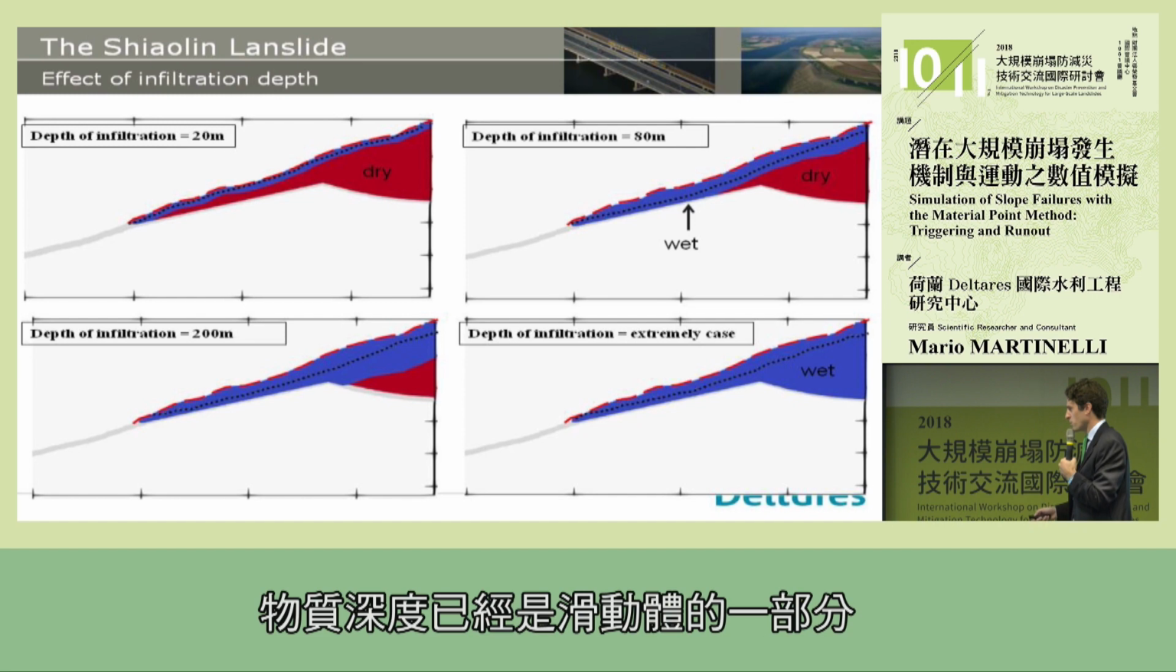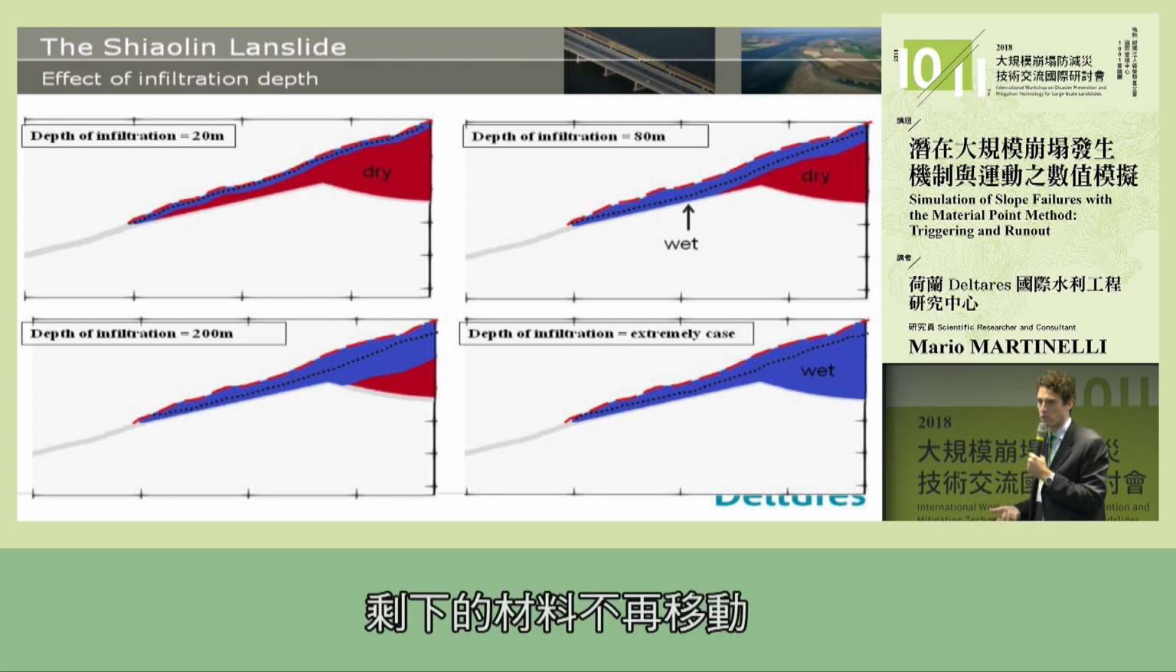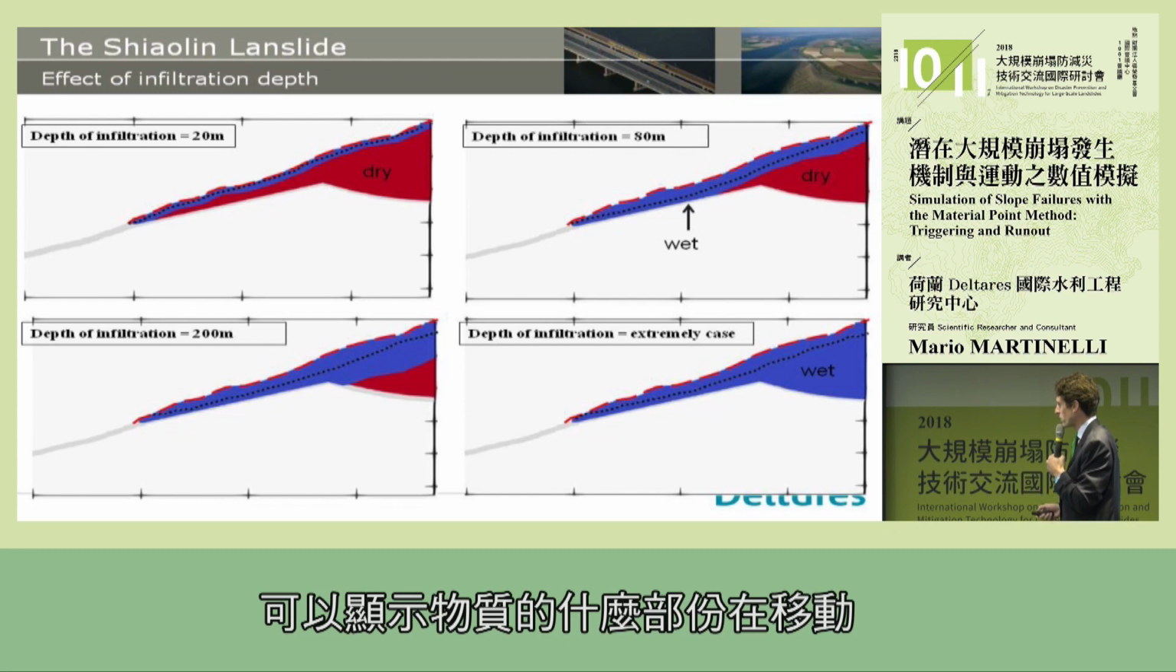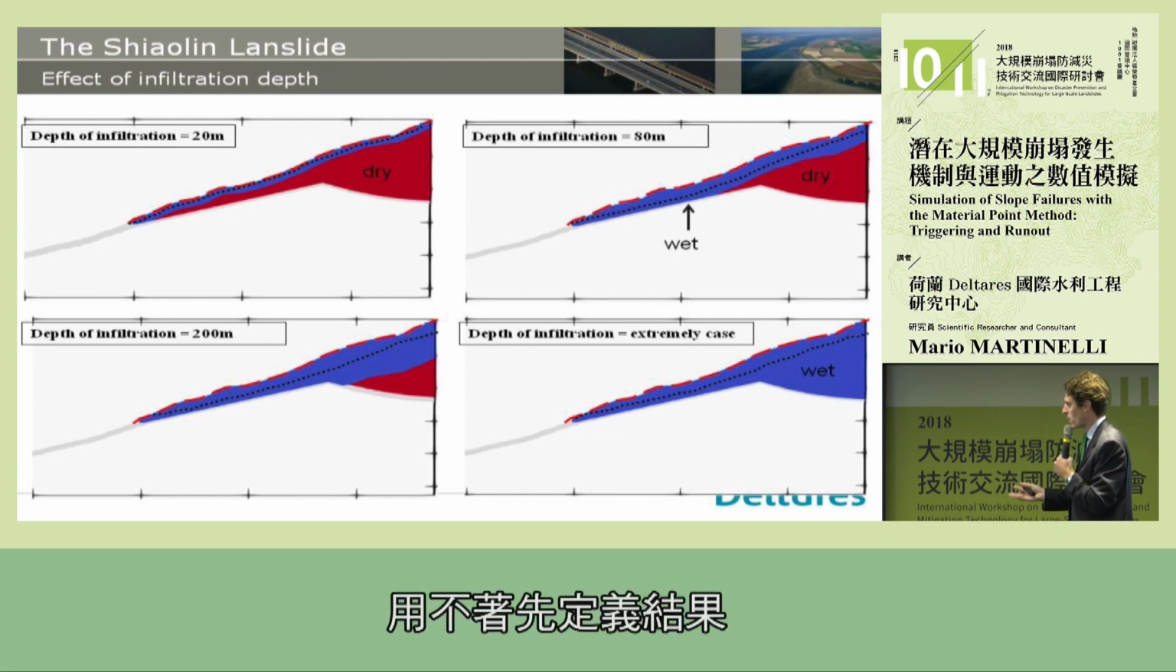let's say the material that is already part of the sliding mass is moving, and the rest of the material is not moving anymore. So what this shows is that this method can show what part of the material is moving, without predefining the results up front.